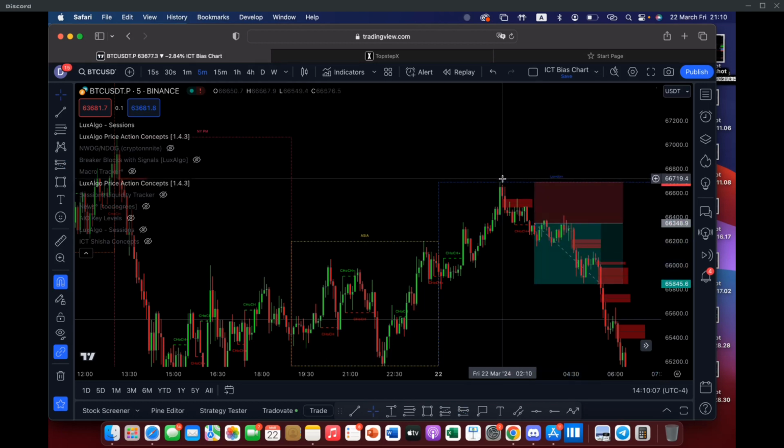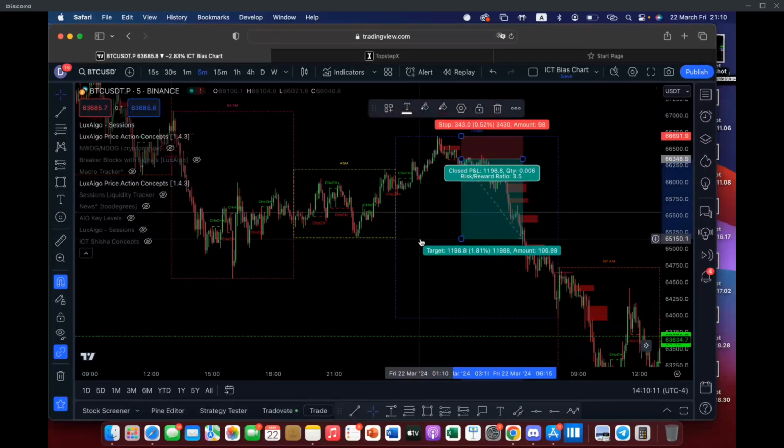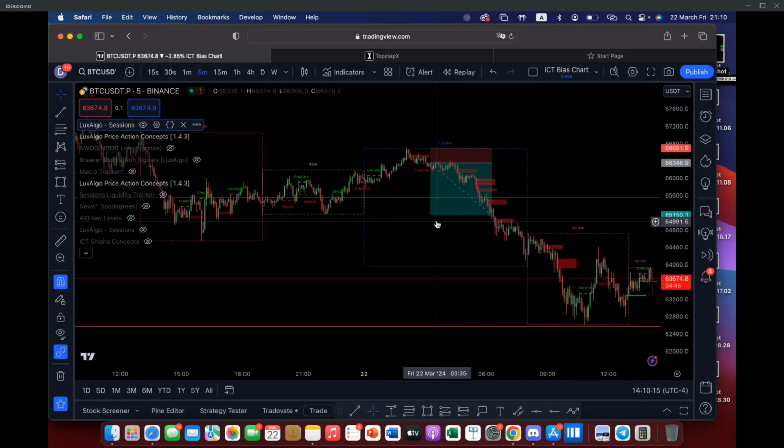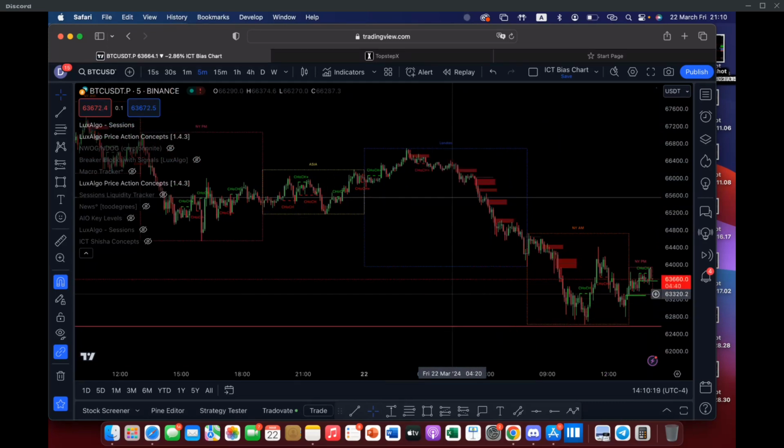This is crypto, guys, but it's not supposed to work. It does. When you target the premium session low, boom, that is your 3.5 RR. Look how much further it went down. You see? 10 RR.